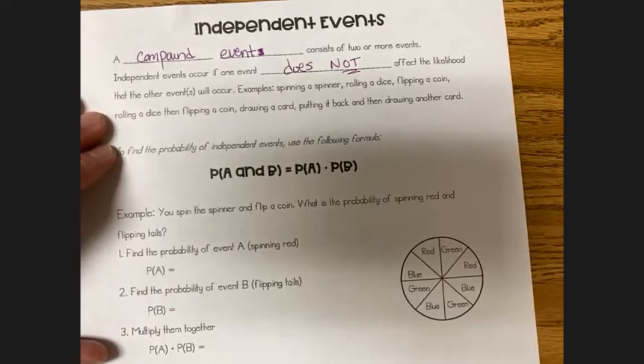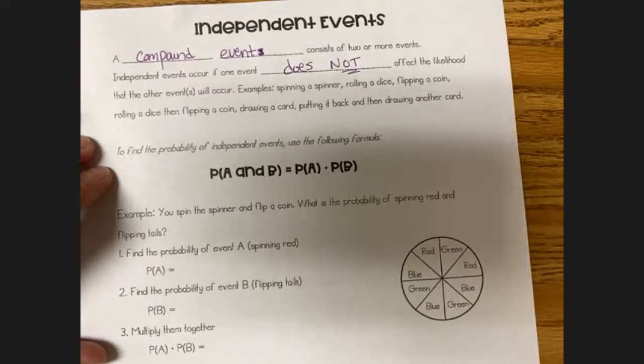For examples, spinning a spinner, rolling a die, flipping a coin, rolling a die and then flipping a coin, drawing a card, putting it back, and then drawing another card. And so it does not affect the likelihood that the other event will occur.